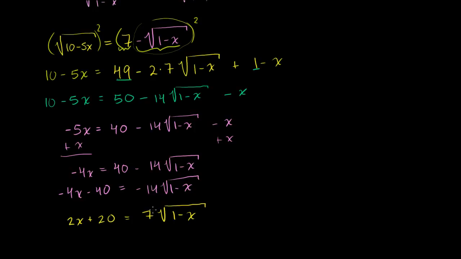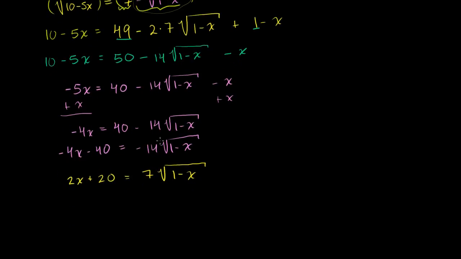Now, we could divide by 7, but that makes things awkward. We've essentially isolated the radical, we're just scaling it by a little bit. But if we square both sides of this equation, that radical will disappear. So let's square both sides of that equation.